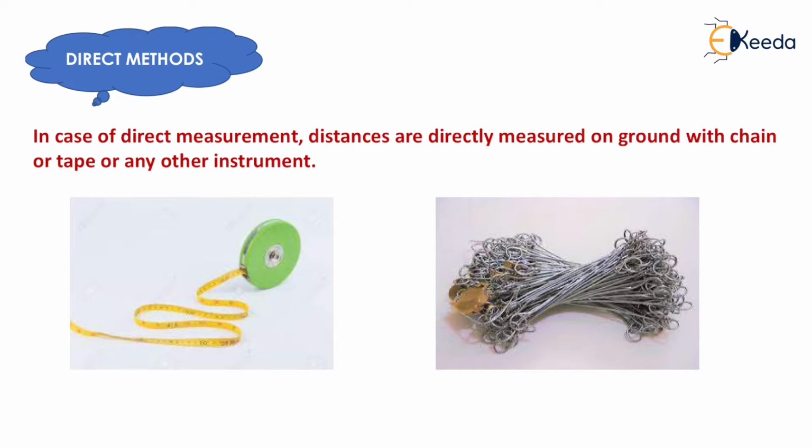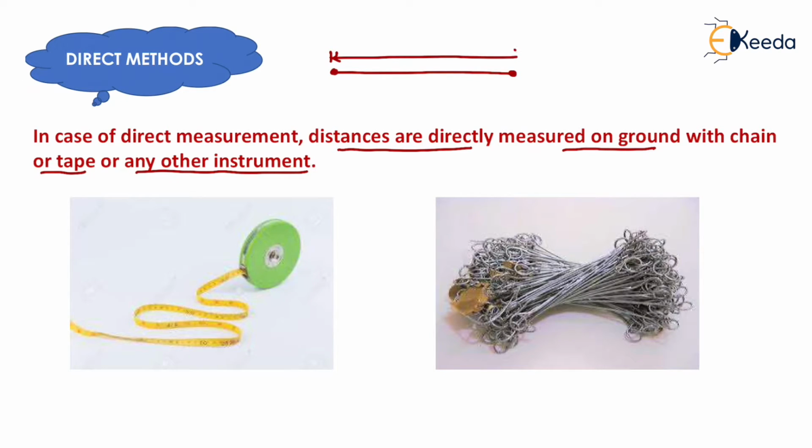Now in direct method, distances are directly measured on ground with chain or tape or any other instrument. Now if we want to measure the distance between 2 points along the surface of the earth, and if we will use tape or chain for the measurement of the distance between 2 points on the surface of the earth, then that method is known as direct method. So in this diagram a tape is shown and here a chain is shown, which is used for the measurement of distance between 2 points along the surface of the earth.